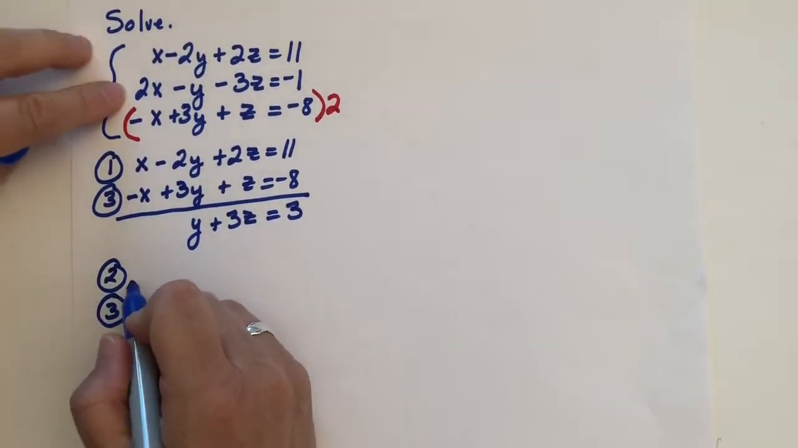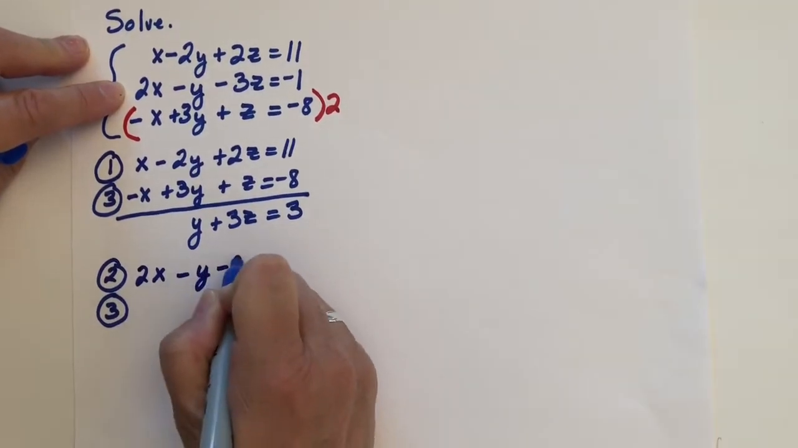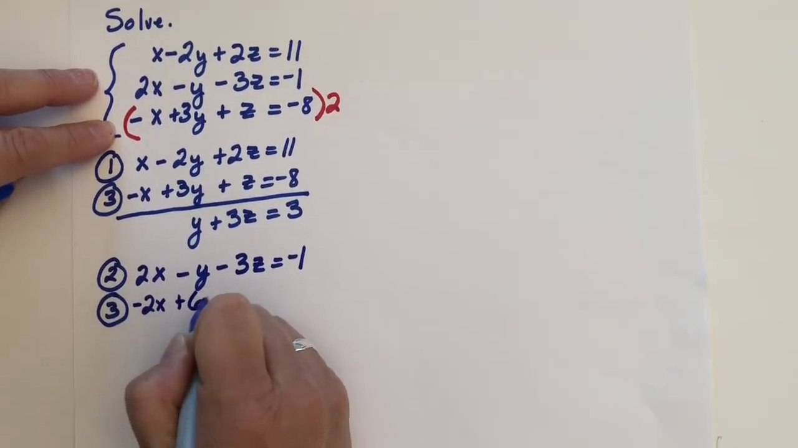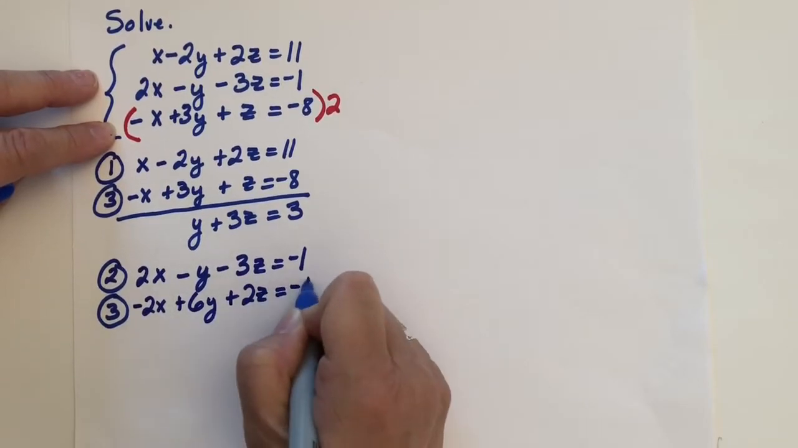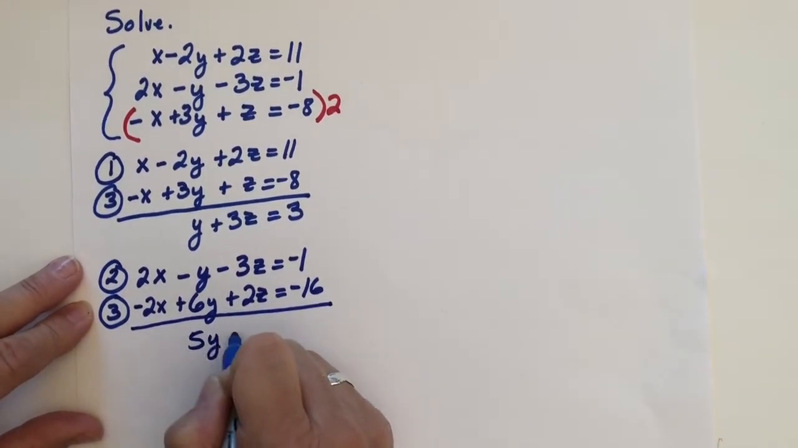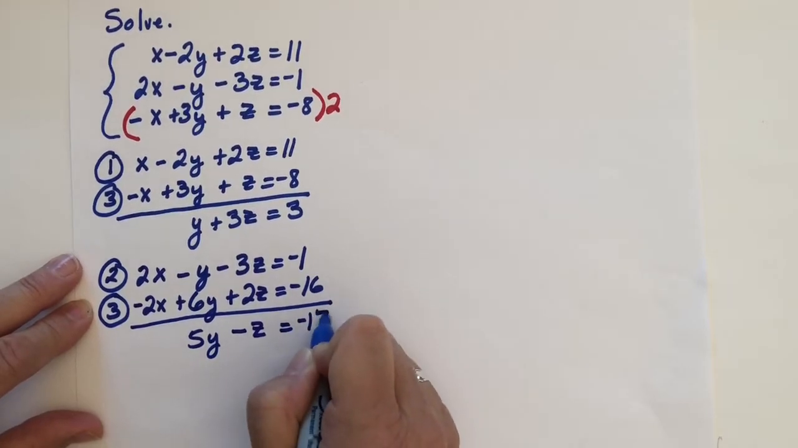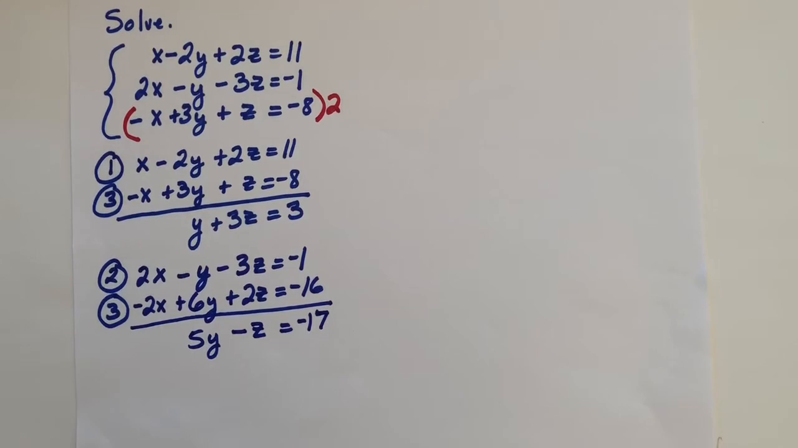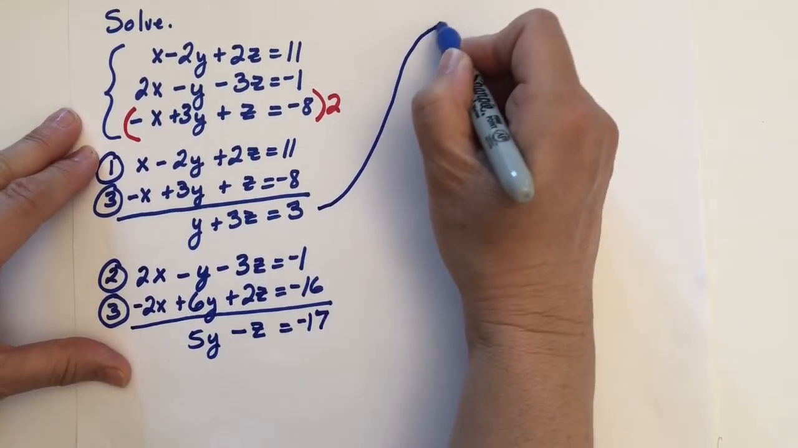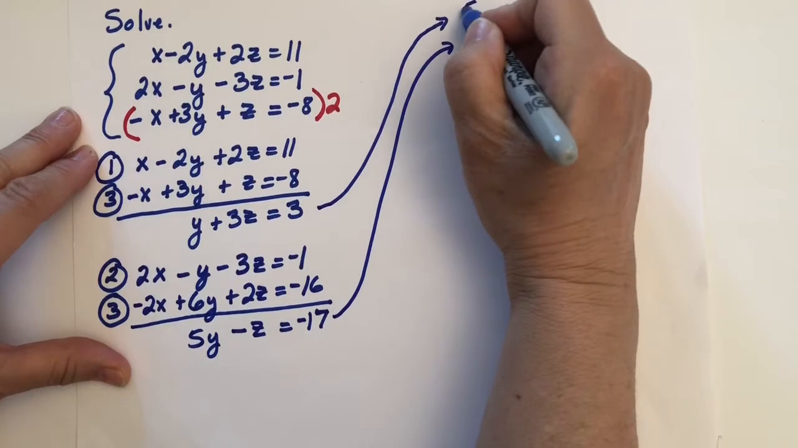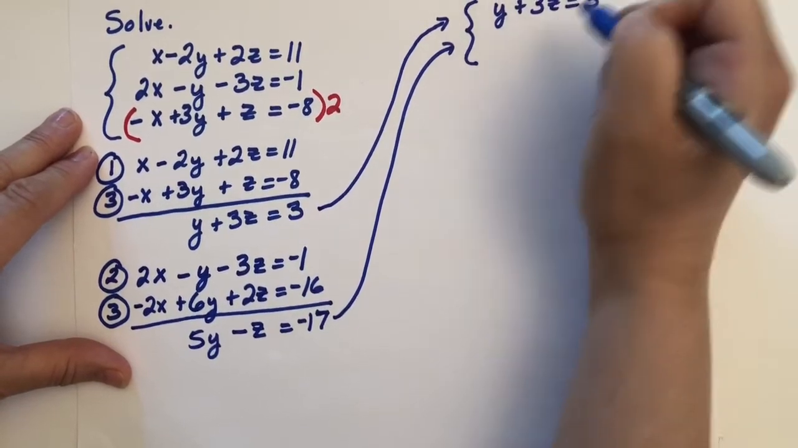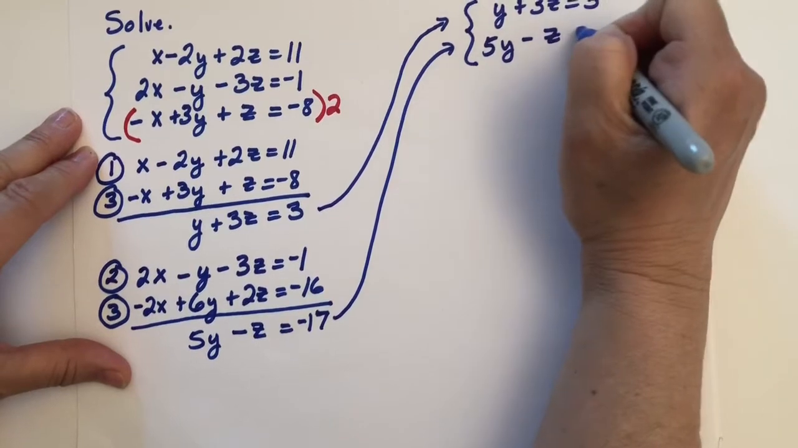So equation 2 is unchanged. It is 2x minus y minus 3z equals negative 1. And equation 3 is now negative 2x plus 6y plus 2z equals negative 16. And when I add these two together, I have 5y minus z equals negative 17. Now here's how this is helpful. I now have two equations with two unknowns, and I can put those together. Let me do that right here. So I have y plus 3z equals 3, and 5y minus z equals negative 17.